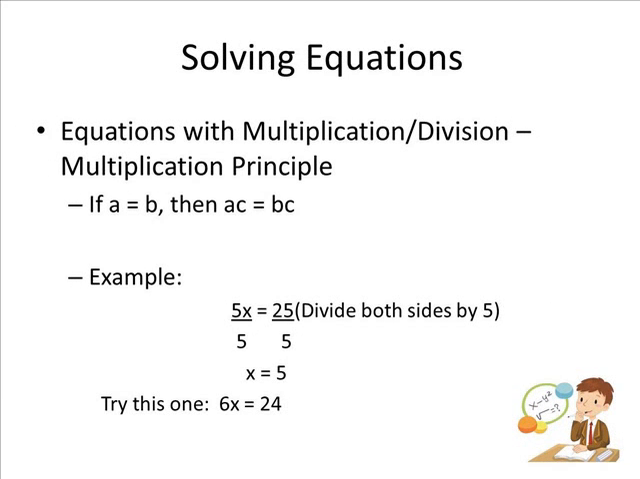To solve equations with multiplication and division, we use the same opposite operations. The multiplication principle tells us that we can multiply or divide an equation by the same number, and as long as we do the same thing to both sides of the equation, it keeps the equation balanced. So, for the example, 5x equals 25, x is being multiplied by 5. The opposite of multiply is to divide. Therefore, if we divide both sides by 5, we get that x is 5.